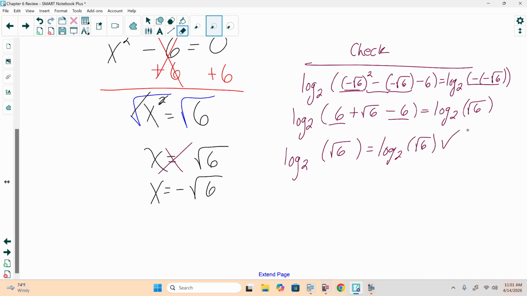And log base 2 of square root of 6 is indeed equal to log base 2 of square root of 6. Since what's inside the logarithm is a positive number that is not 0 or negative, this works. So the answer for this is that x is equal to negative square root of 6. Just because x is a negative does not mean it does not work in the original context. Questions on number 50?